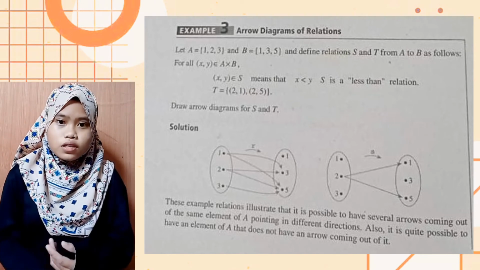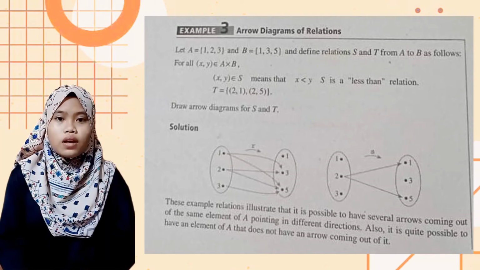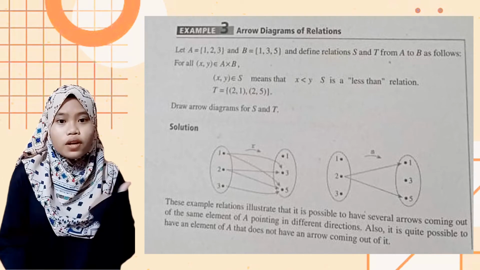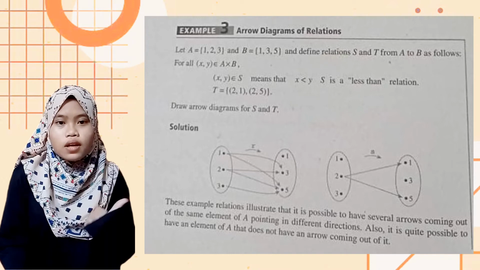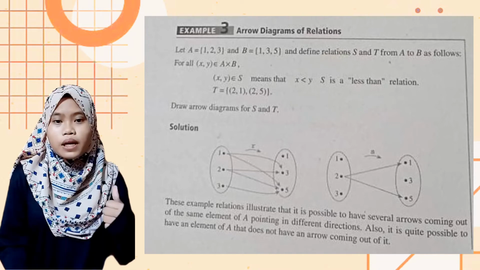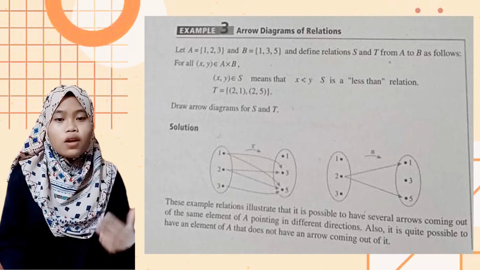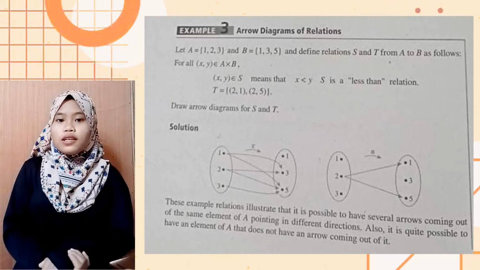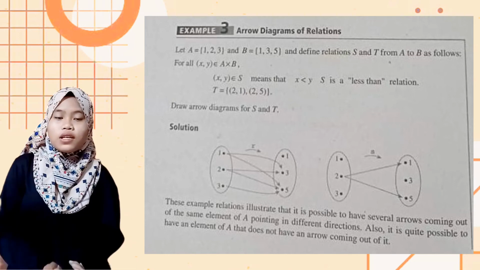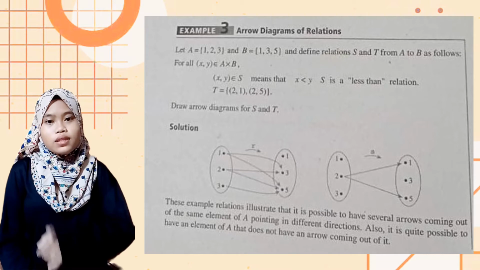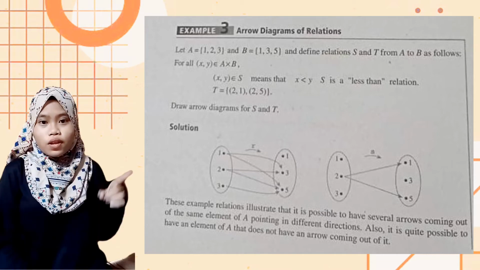And then 2, as you can see, is not arrowed to 1, because 2 is greater than 1, so they are not related. It is arrowed only to 3 and 5, since 2 is less than 3 and 5, so they are related. Okay, next. 3, as you can see, is not arrowed to 1 and 3, since 3 is greater than 1, so they are not related.